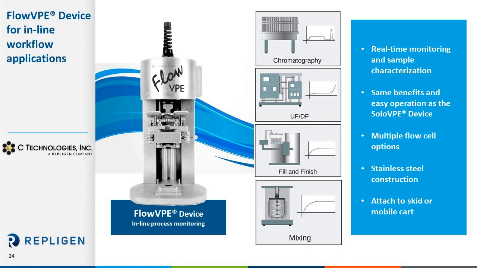Chromatography, UF/DF, fill finish, and mixing applications are the primary 4 that will be used for this technology. Users will now be able to make real-time decisions during the actual time of processing. So gone are the days of having to stop the process, pull sample, dilute down, see where you are within the process. You can now make real-time decisions using this technology.